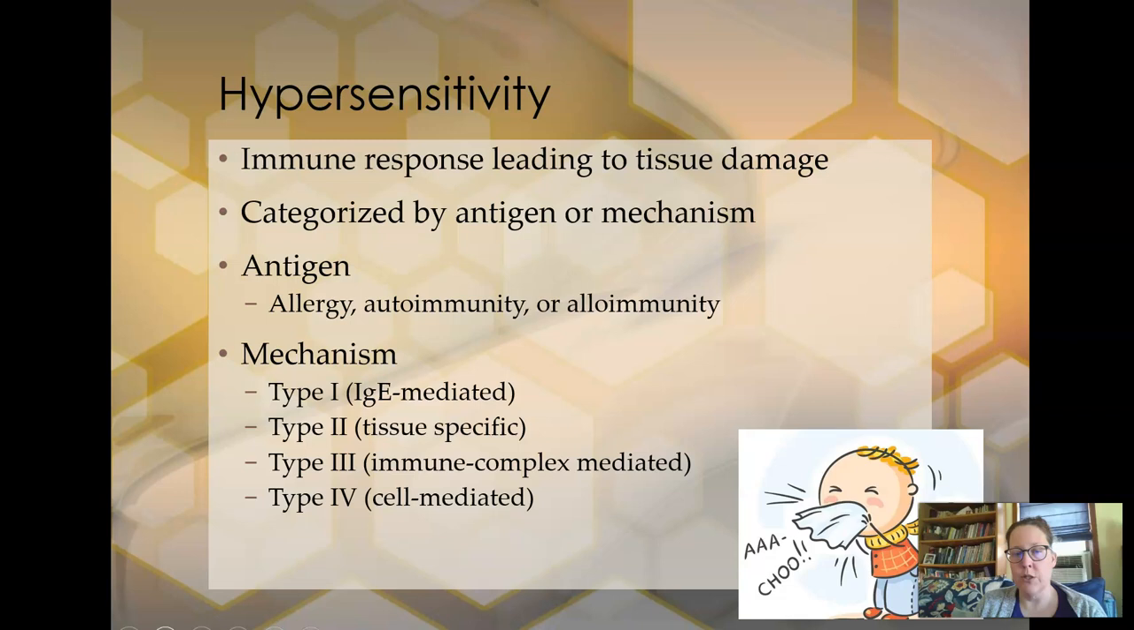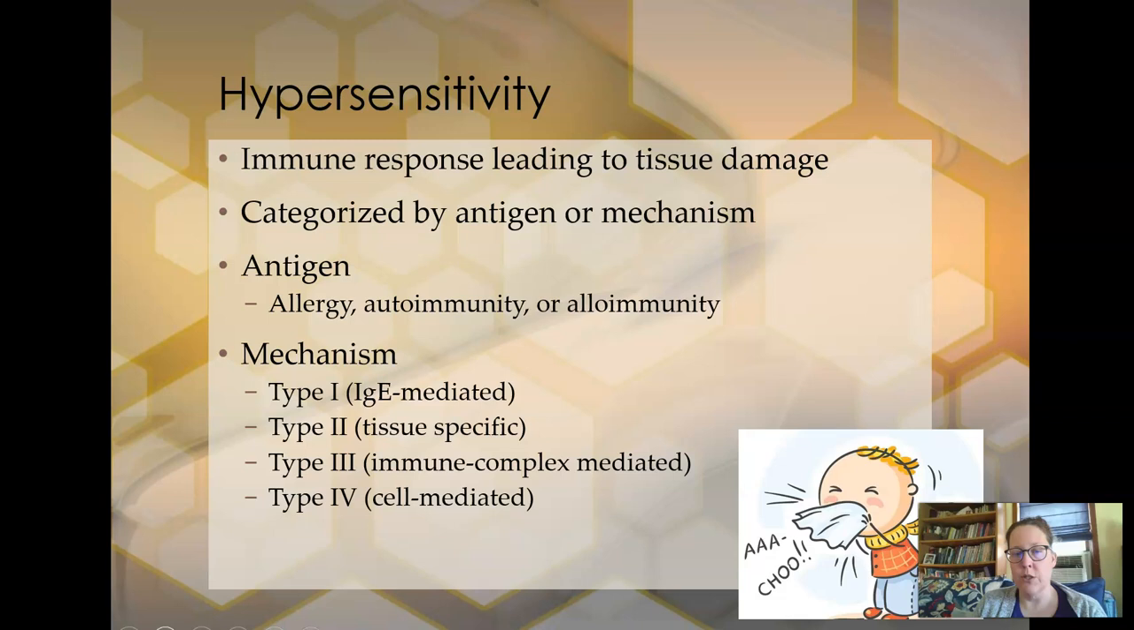So if you look at the type of antigen, then hypersensitivity is either an allergy, autoimmunity, or alloimmunity. So allergy would be a reaction to something that's normally harmless. For example, pollen would be an example. Pollen is not harmful to your body. It's not a pathogen, it's not threatening. But when you react to it, that's an allergic reaction. Autoimmunity, again, is the immune system turning against your own body. And alloimmunity would be your immune system turning against a foreign part that's in your body. So that would be a transplant, usually.